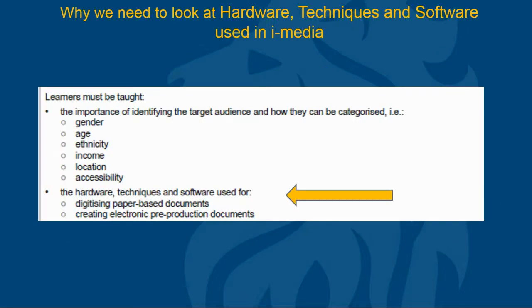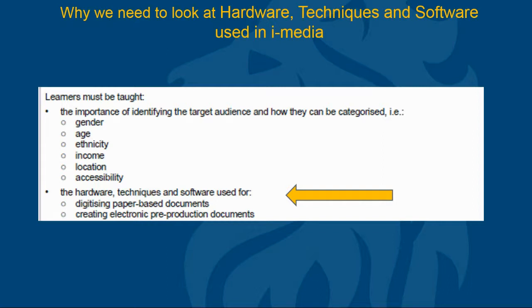First of all, why do you need to look at this in the first place? Well, it's part of the specification. As you can see, learners must be taught the hardware, techniques and software, the digitizing of the paper-based documents, creation of electronic pre-production documents. And of course, this means that this is an important topic because it's not only something that you will need to know about for your theory exam, the R081, but obviously how to create all of these items that you need for all the other units. So it's an imperative part of what we are learning.